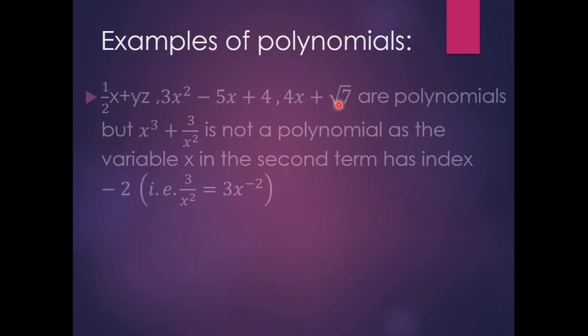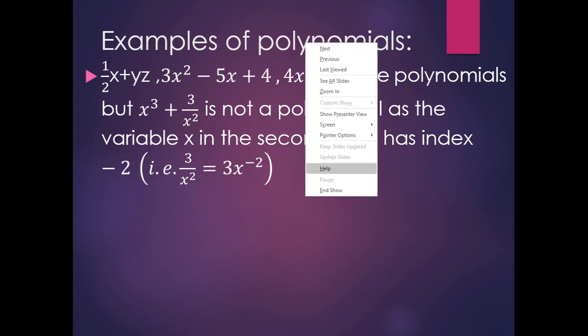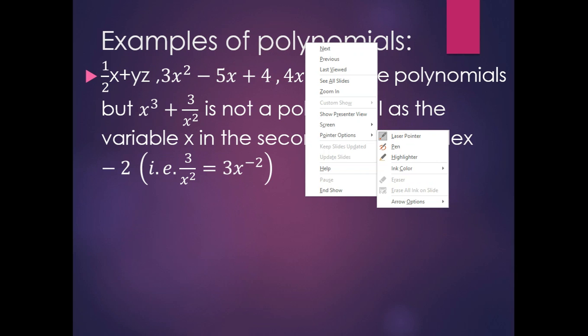Examples of polynomials: half x plus yz. This is one example of a polynomial, because there x power 1 is a whole number, y power 1 is a whole number, z power 1 is a whole number. Here x power 2 is a whole number, x power 1 is a whole number. 4 only means there is no x, but if no x, there can be x power 0 hidden, because x power 0 value is 1.